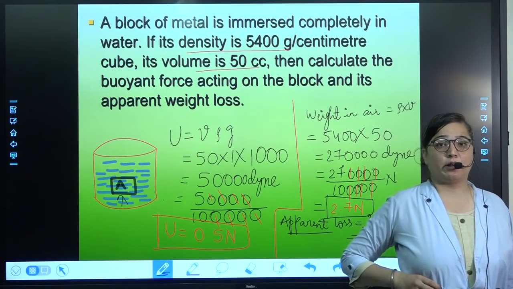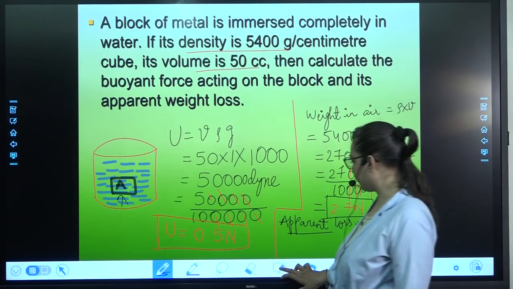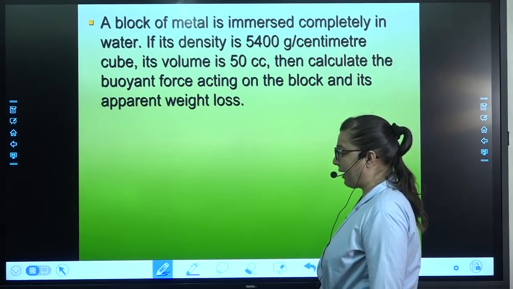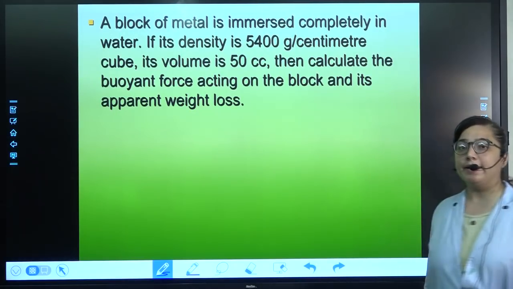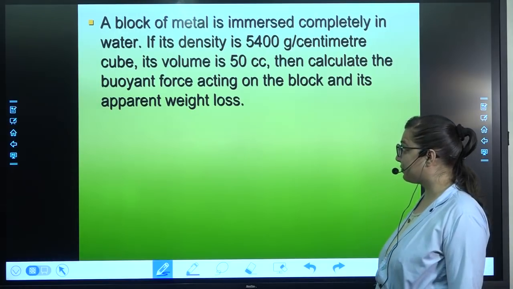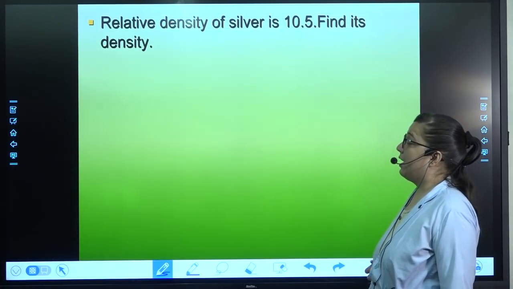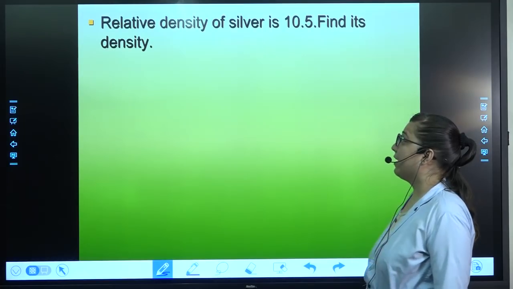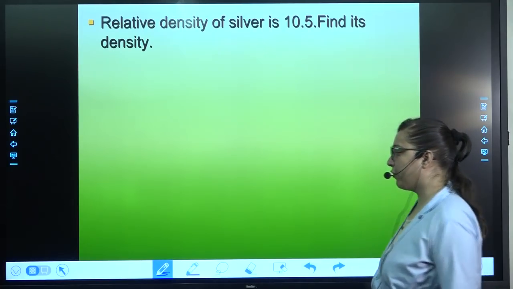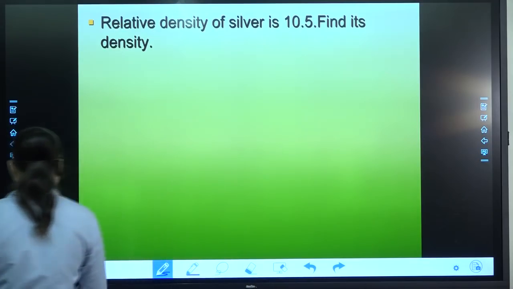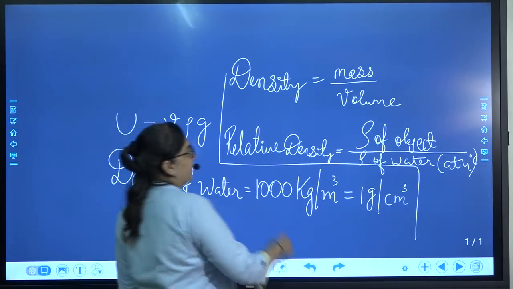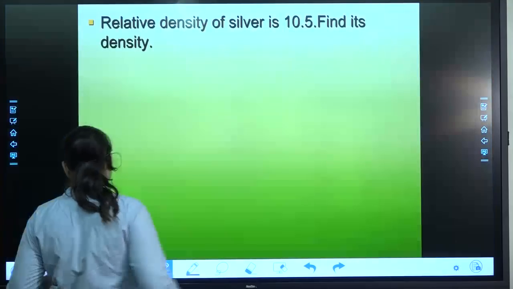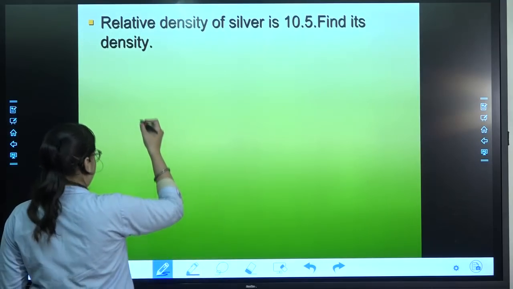Now let's move further on the next type of numerical. The next type of numerical is based on the concept of density and relative density. It is given that the relative density of silver is 10.5. Find its density. How to find the density? We know this basic formula that relative density is the density of object divided by density of water. So we need to write the same.